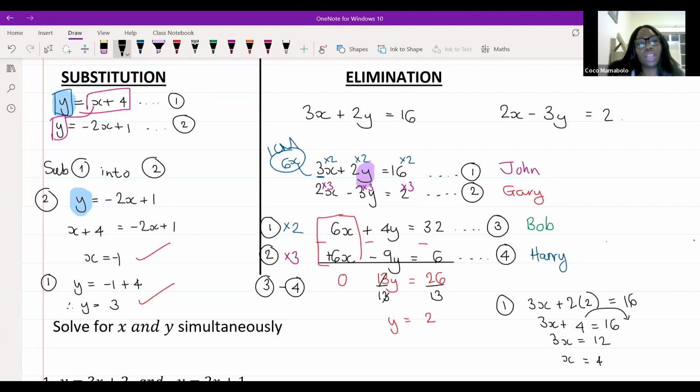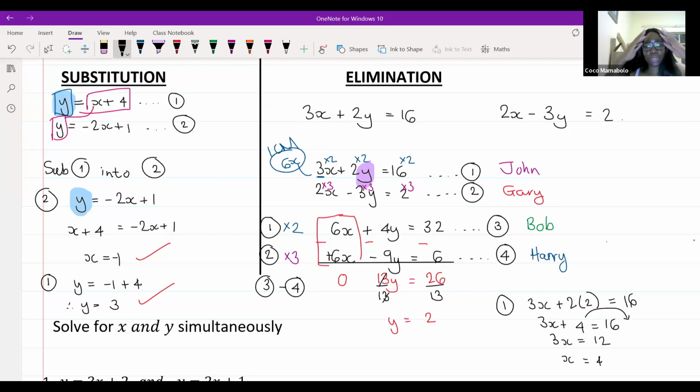All right, folks. Are we all okay with this? How are we feeling on a scale of 1 to 10? 1 being I'm struggling, ma'am. 10 being I'm all good, ma'am. Where are we sitting on substitution and elimination?